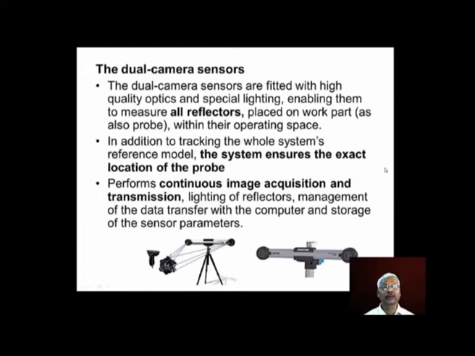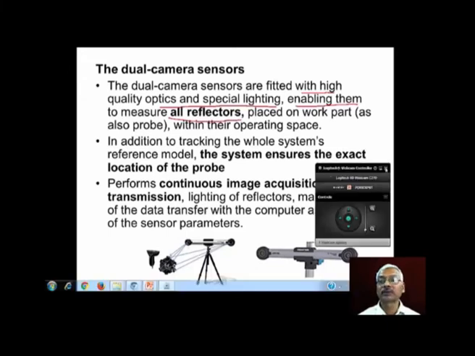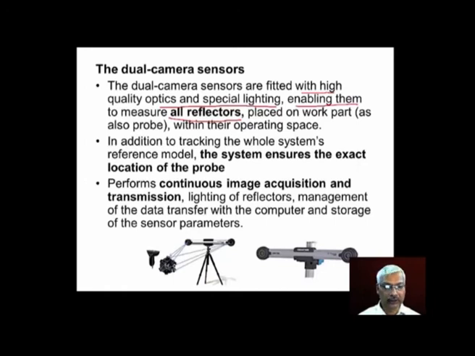Now let us discuss the very important element in the portable CMM, that is dual camera sensors. The dual camera sensors are fitted with high quality optics and special lighting systems, enabling them to measure all reflectors. So these cameras will be sensing all the reflectors provided on the workpiece as well as on the scanner and probing system.